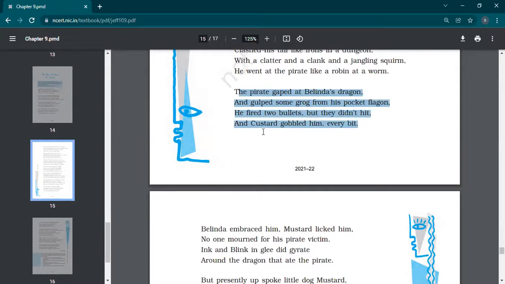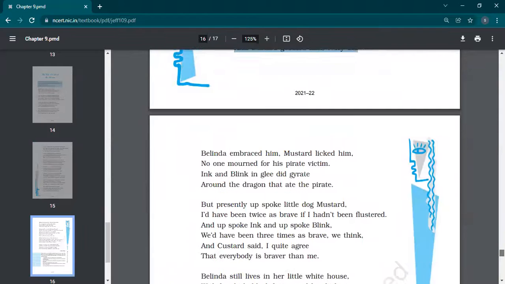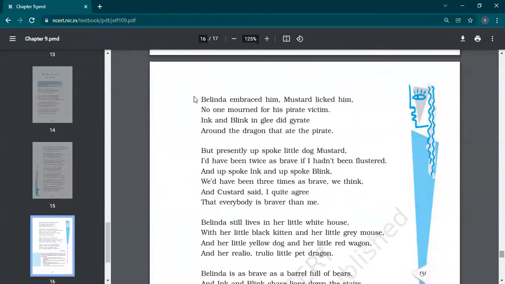And Custard gobbled him every bit. To the very shock of all the creatures, it was Custard, the dragon, who swallowed the pirate every bit. He swallowed him hurriedly. Belinda embraced him. Custard licked him. No one mourned for the pirate victim; Ink and Blink gyrated in glee and great around the dragon that ate the pirate. Now suddenly the reaction changes.